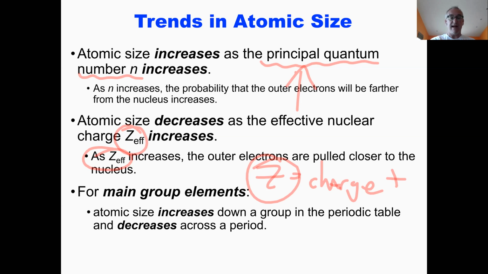So for these main group elements, and remember, the main group elements do not include the transition metals, atomic size increases as you go down, and it decreases as you go across. And that is a general rule that we will see holds up across the periodic table. Let me give you an example of what that looks like.